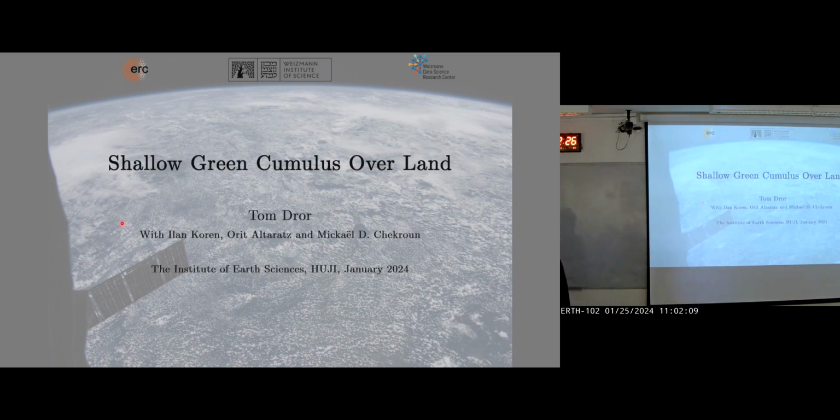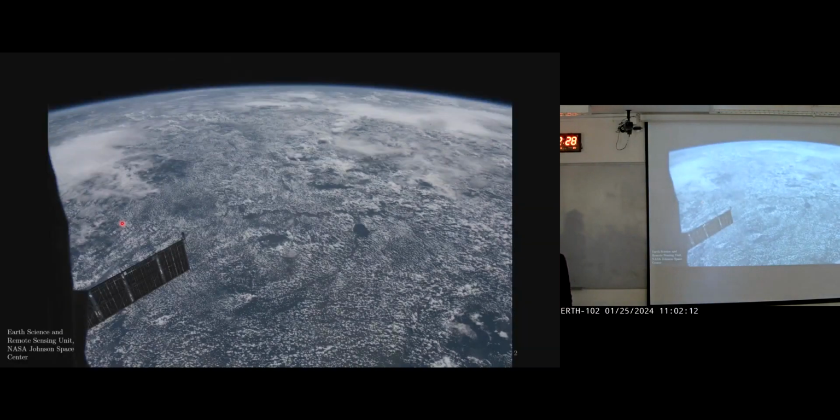So just as a first glimpse, I'll remove the text here, and you can see, maybe, this is a snapshot taken from the International Space Station when it was moving above the western part of the Amazon basin. And these are exactly the green cumulus clouds, covering here massive parts of the Earth with the immediate effect on the albedo in the shortwave.